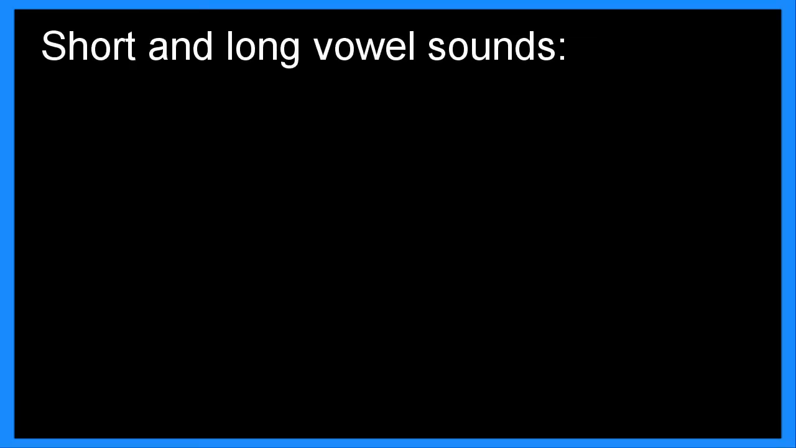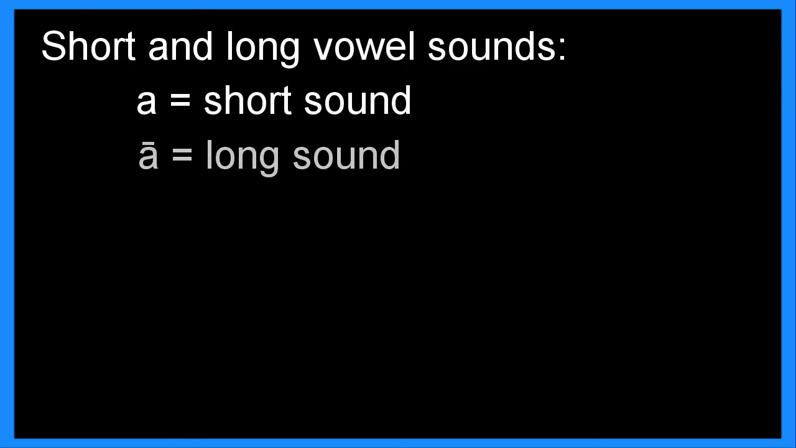Now for every vowel there is a short sound and a long sound. When we write the long sound, we use a macron above it, and that tells us whether it's the long, and if it's missing the macron, it will be the short.